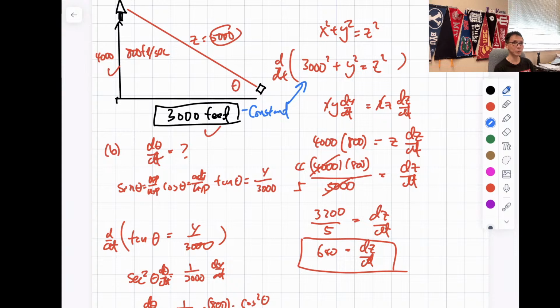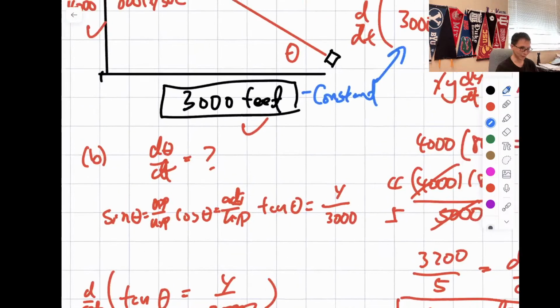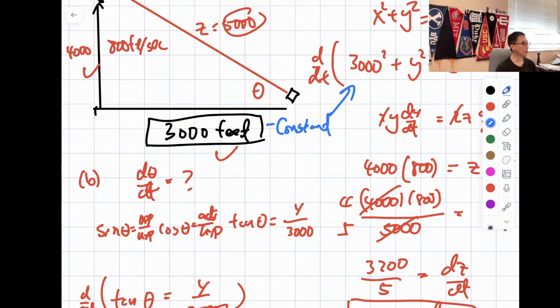Okay, Liam, which part you don't understand? We use cosine or tangent. Okay, so that we're going to see how. So they are asking for d theta dt. So obviously use a constant. The distance from the camera to the launch pad is the constant. That can never change. Got it? So therefore use tangent.